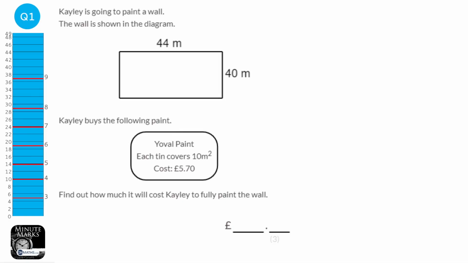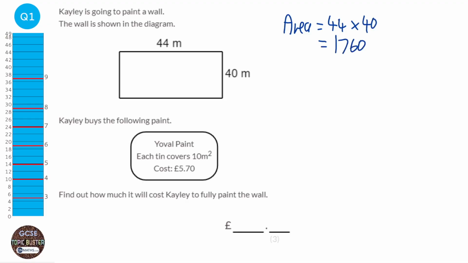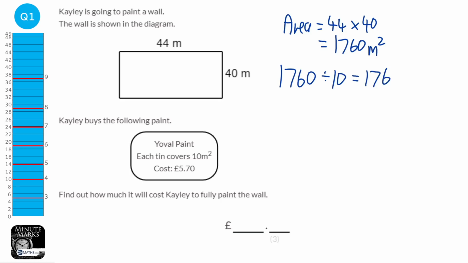First thing we need to do is work out the area of the wall. To do that, we're just going to multiply the 44 by the 40. So 44 times 40 is 1,760. And next thing we notice is that each tin covers 10 meters squared. So it actually means we can work out the fact that there are 1,760 meters squared in total for our wall. And if each tin covers 10 meters squared, then we will need 176 tins. That's the amount of tins we need.